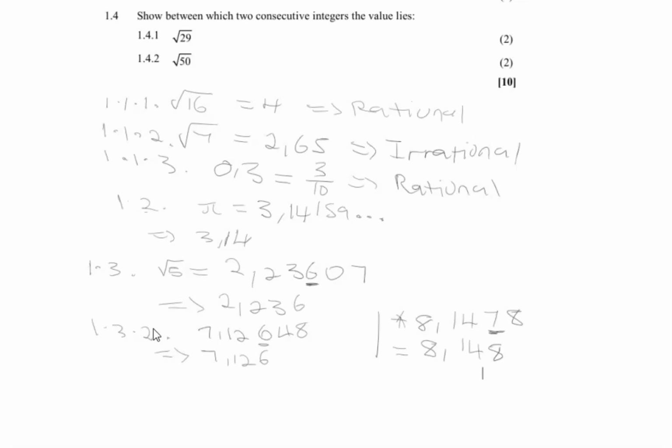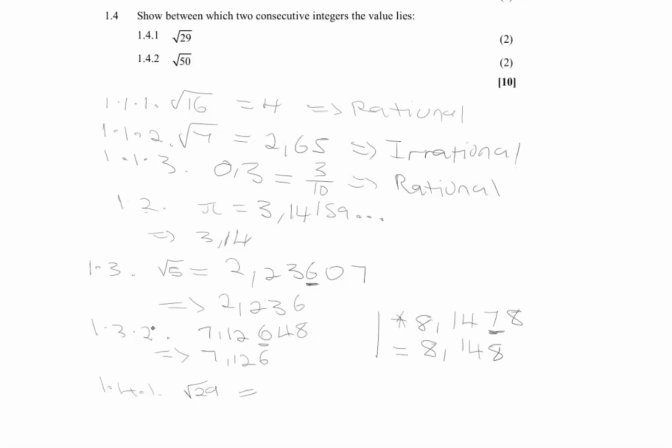So let's move to the next question, which is question 1.4. Question 1.4.1. Okay, let me read the question first. Question 1.4 reads, show between which 2 consecutive integers the value lies. Okay, so the first surd that you are given is the square root of 29.